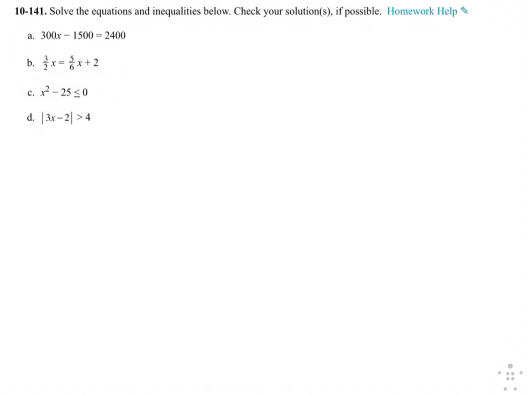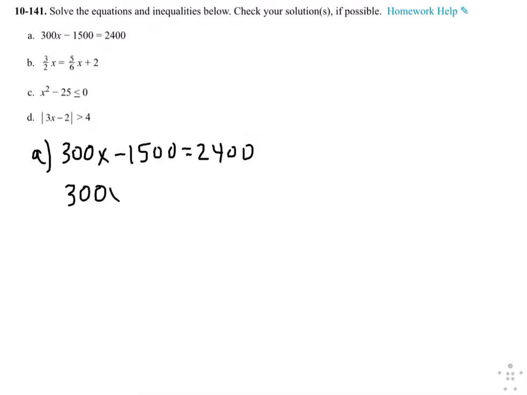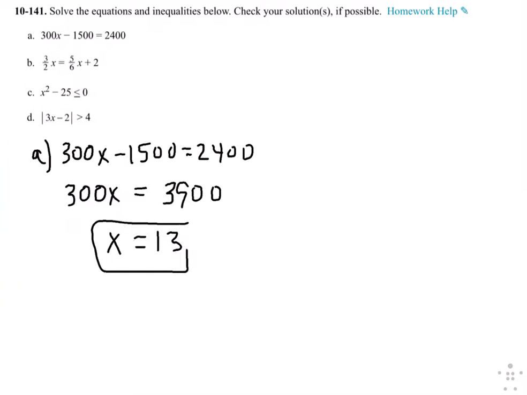Okay, let's solve these equations and inequalities. So A is 300x minus 1500 equals 2400. We add 1500 to both sides and we get 300x equals 3900. And we divide by 300 and we get x equals 13, right?